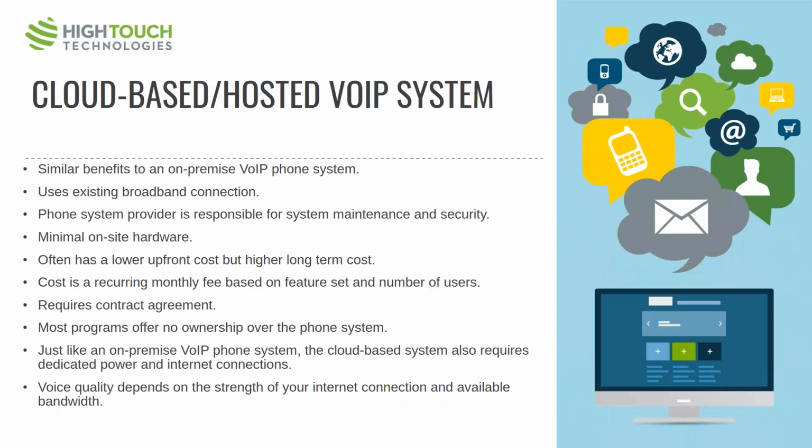Now, you'll hear the term seat referenced throughout this webinar, and it really refers to each phone that's on the system. So let's say if you have 10 phones, you'll have 10 seats. Cloud systems do require a contract agreement, and most programs don't offer ownership over the phone system once your contract is up. Just like an on-premise VoIP phone system, the cloud-based phone system also requires dedicated power and internet connections. Again, voice quality will depend on the strength of your internet connection and available bandwidth from your internet provider, which is something that we're going to discuss a little more in depth later on.